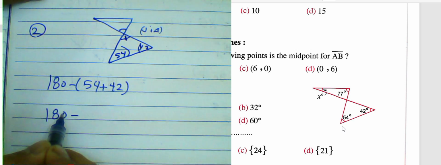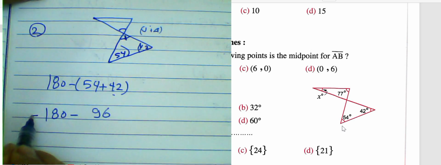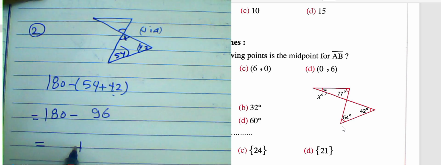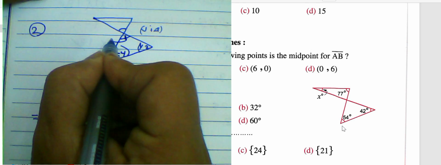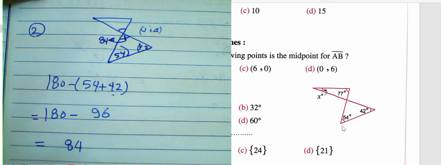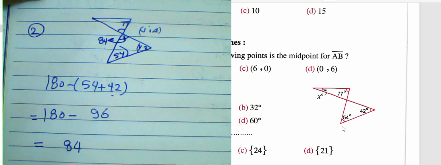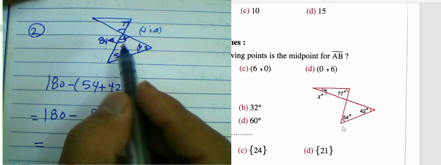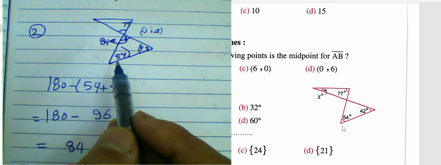Write 180 subtract by 2 plus 4 is 6, 5 plus 4 is 9. The result will be 10 minus 6, it will be 4, and 17 minus 9, it will be 8. Then the measure here will be 84 degrees, and we have 77. Then we can find the measure of this angle by writing 180 subtract the sum of 77 and 84. We can find the difference between two numbers.